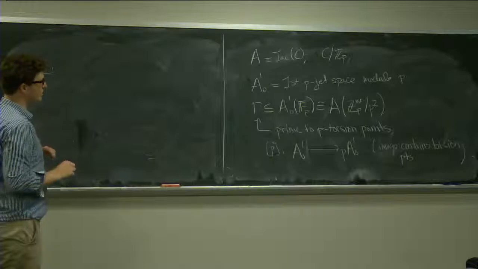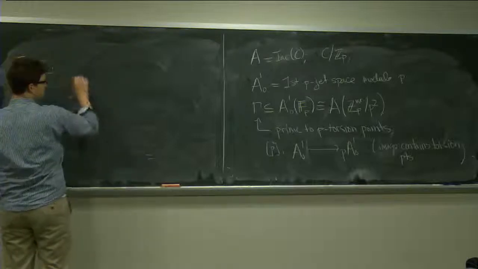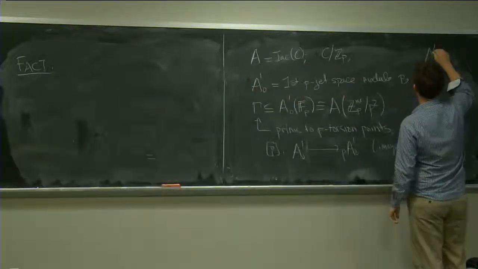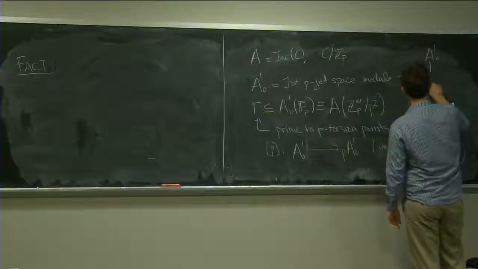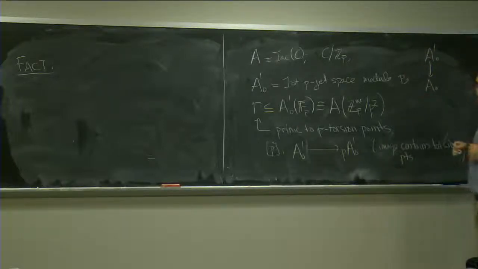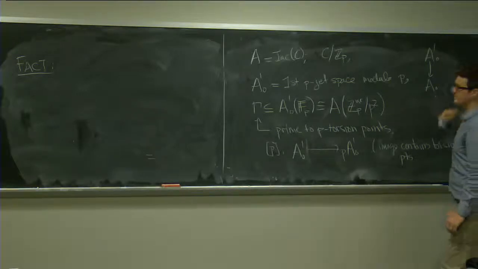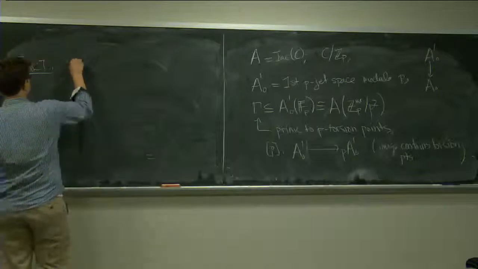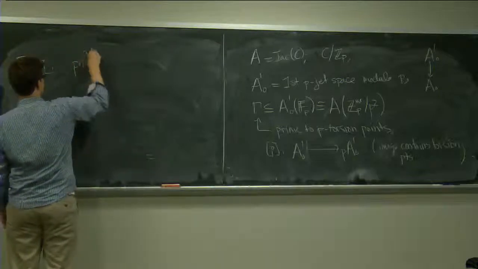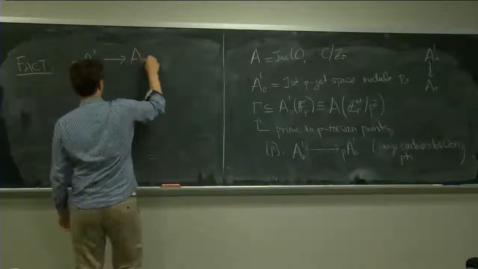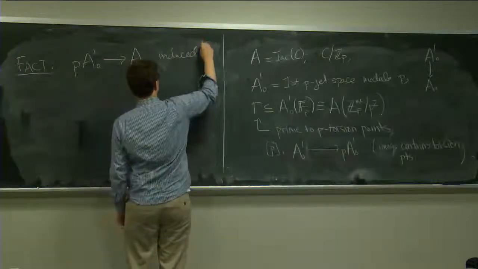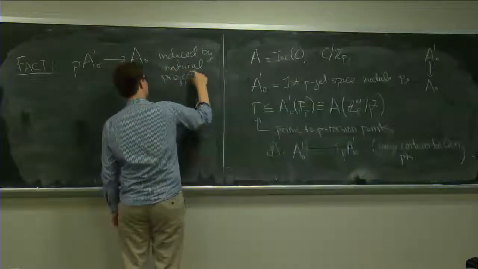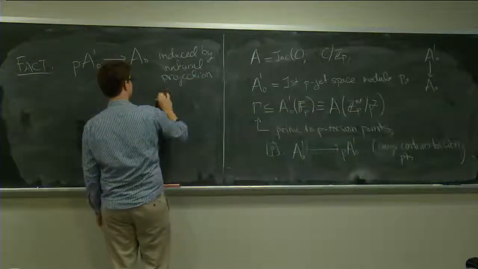Okay, so the first fact that I'm going to use is that there's this canonical map here. By canonical map, I mean it's just the structure map, from the tangent bundle to the original variety, and this is all done mod p. The interesting fact is that the map induced by the natural projection is an isogeny.